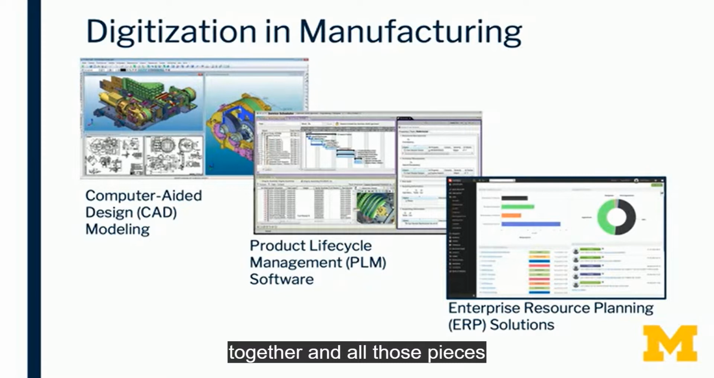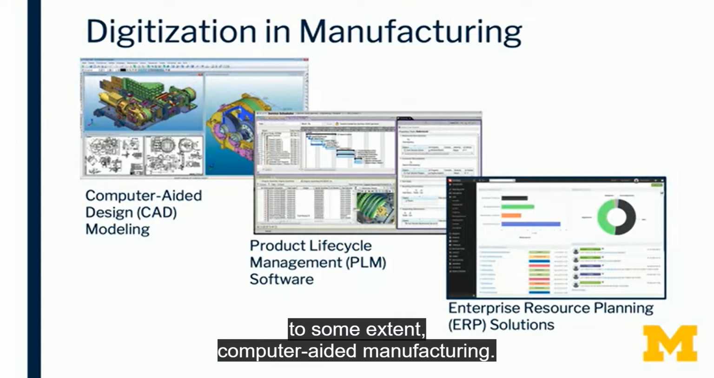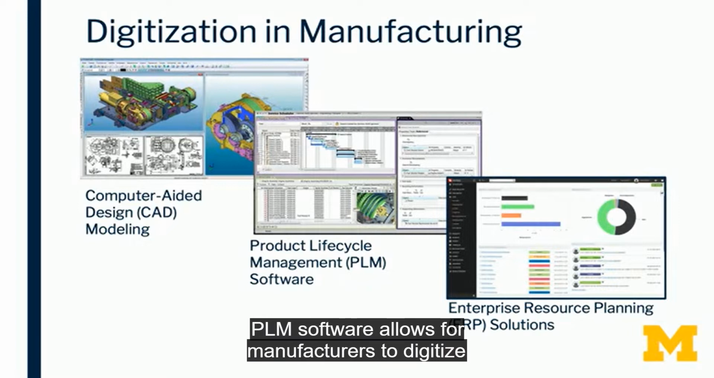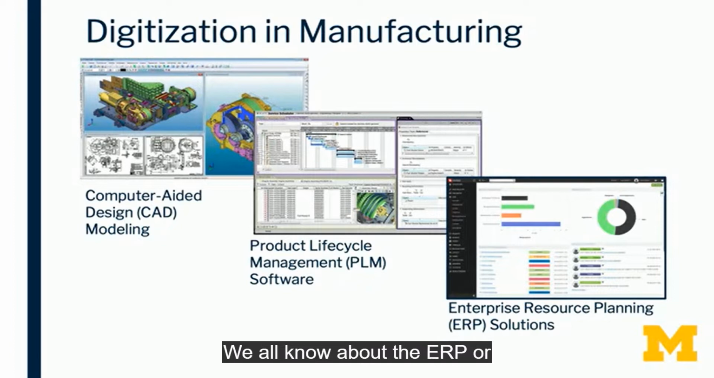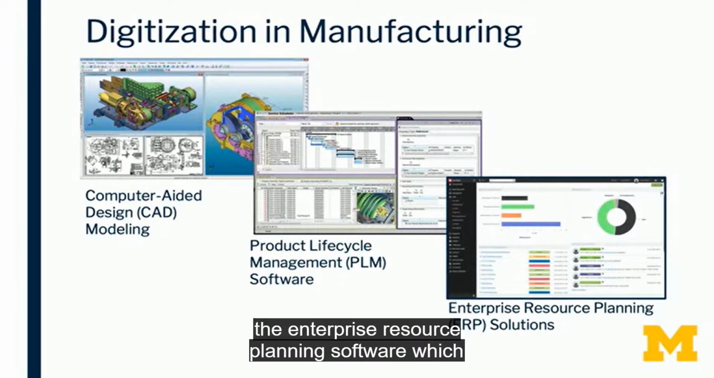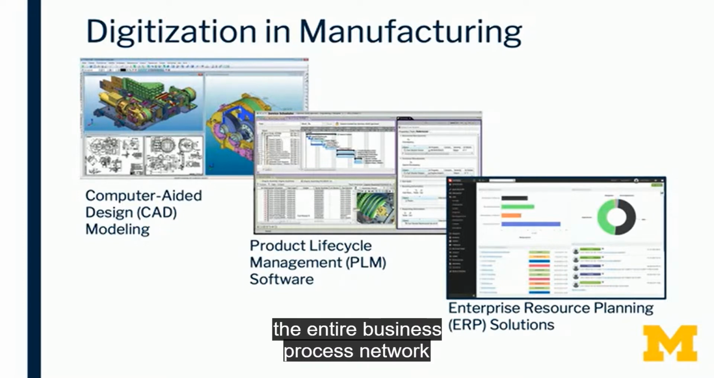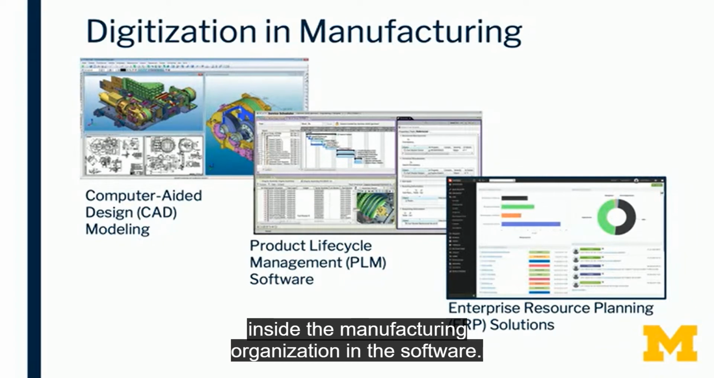And all those pieces have been captured in the CAD, computer-aided design, and also to some extent computer-aided manufacturing. The software called product life cycle management software, PLM software, allows manufacturers to digitize the entire new product development process. And that has been in use for almost 15, 20 years. We all know about ERP, or enterprise resource planning software, which digitizes the business processes of manufacturing, starting from operations, finance, HR, and you name it. So this brings together the entire business process network inside the manufacturing organization in this software.